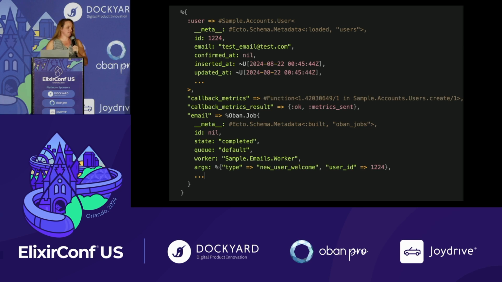So when we execute this, this is what we get. We get a user, and you'll also notice we get an Oban job. We get an email key with an Oban job down there. And so now our email is no longer a callback that we fire and forget. Now our email is a job that's in the database that we have some persistence on, and we have some way of mitigating if there are problems.